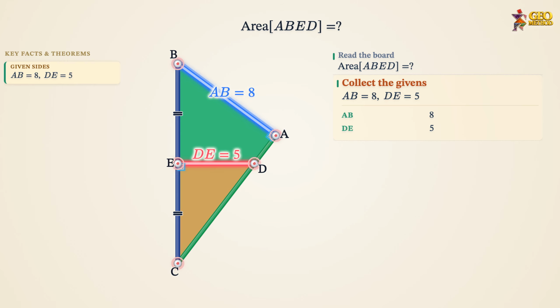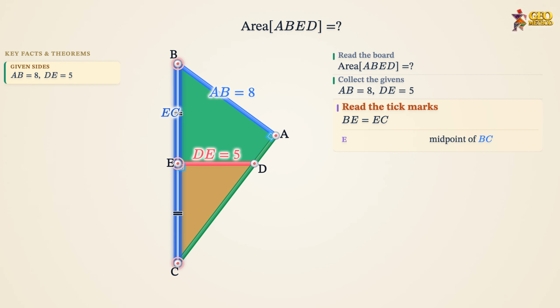We are handed only two lengths. The leg segment AB measures 8, and the inner segment DE measures 5. Every other length in this figure will have to be built out of just these two numbers, so let us keep them in front of us.